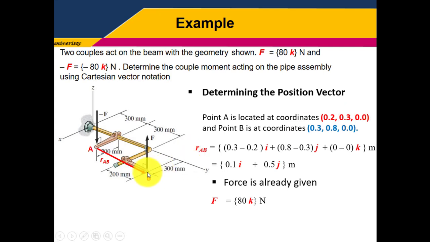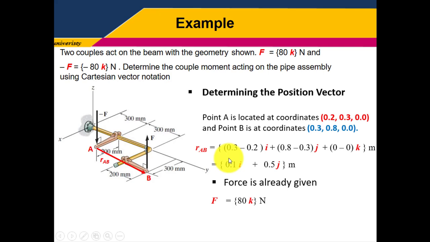Okay, what about point B? Point B is in the x direction, or i, 300 mm, and in the y direction we have 800 mm, but in the z direction it is zero. So the coordinates at point B are 0.3, 0.8, and zero when converted to meters. To find the position vector AB, we subtract the coordinates of point A from point B.